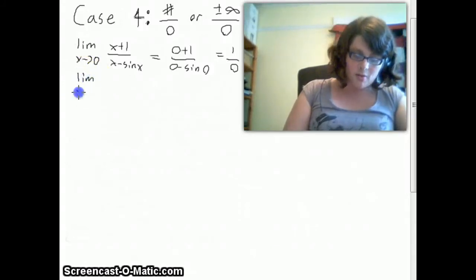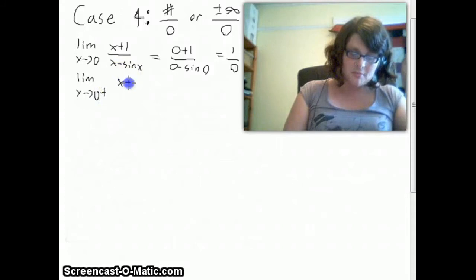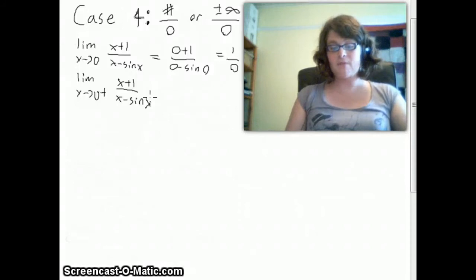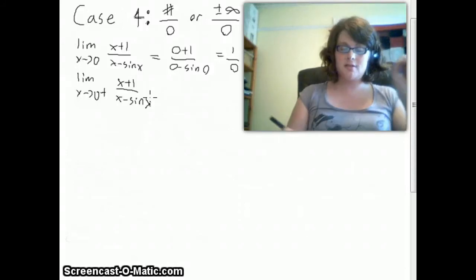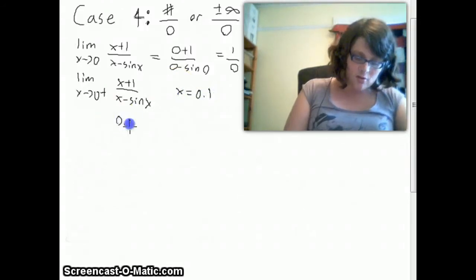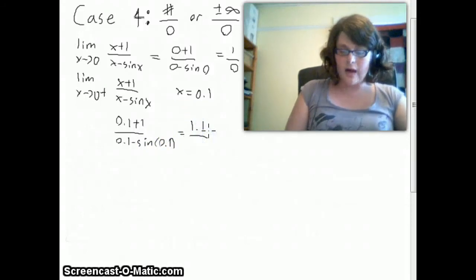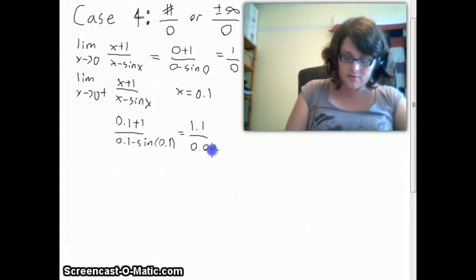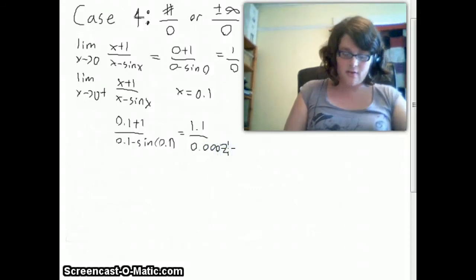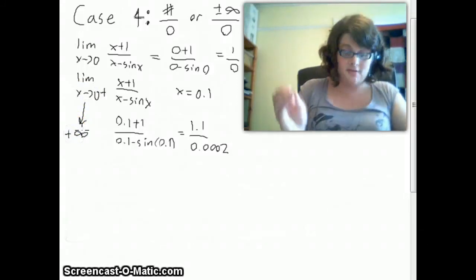So first, we're going to deal with the limit as x goes to 0 from the right. Again we're dealing with the limit of x plus 1 over x minus sine x, and basically we're going to try to find something which is close to 0 but not quite equal to it, approaching 0 from the right. One thing we could pick is x equals 0.1. If we plug this in, we get 0.1 plus 1 over 0.1 minus the sine of 0.1. We get 1.1 on the top, and if you use your calculator for the bottom, you get 0.0002 approximately. This is a positive number, which means the limit as x goes to 0 from the right of this thing is in fact going to be positive infinity.